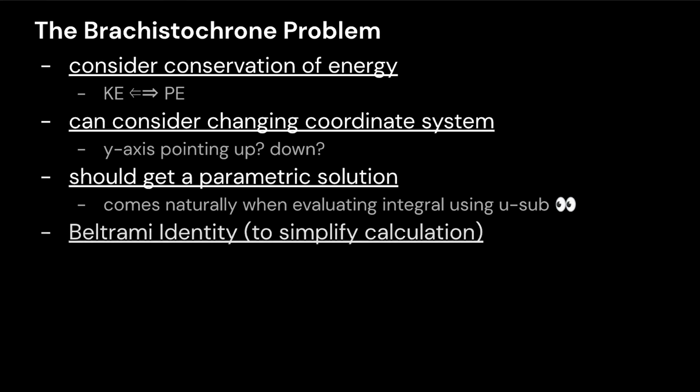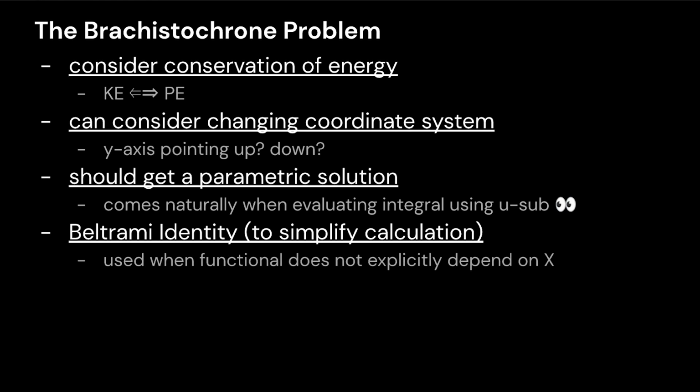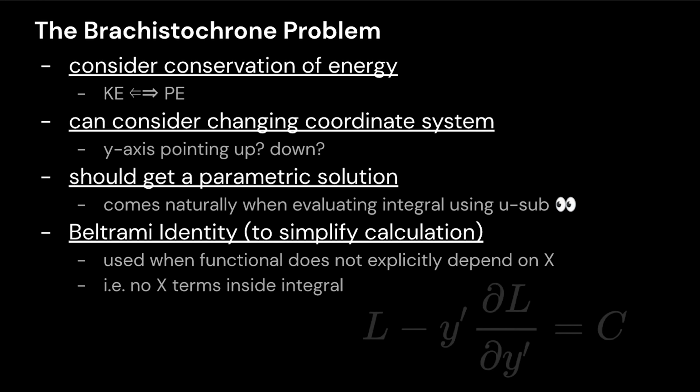And the last one is to use Beltrami's identity, and it applies when the functional does not explicitly depend on x, i.e. there are no x terms inside the integral inside the functional. You could do just as well without it and get the same answer, but the Beltrami identity, shown here, can be used to simplify calculations quite a bit, where L is the function inside the integral, and C is just a constant. You could even try deriving it if you wanted to.